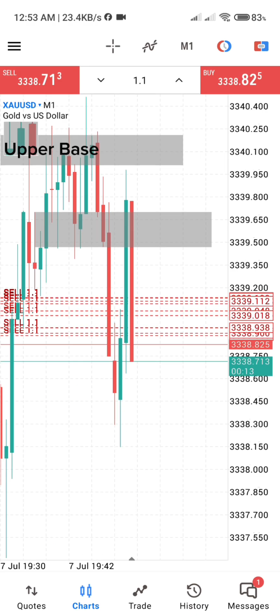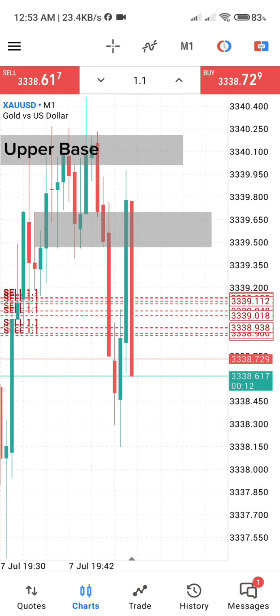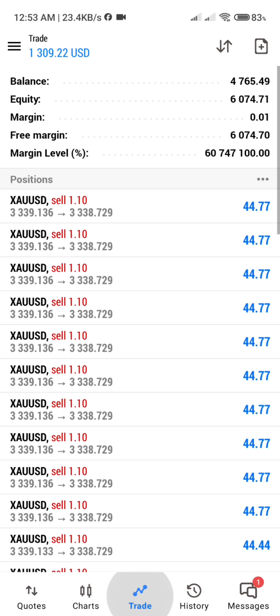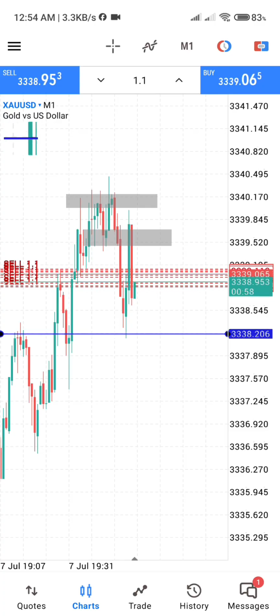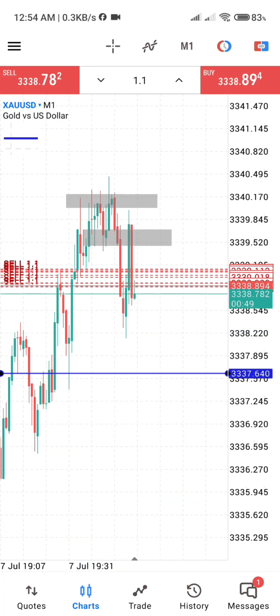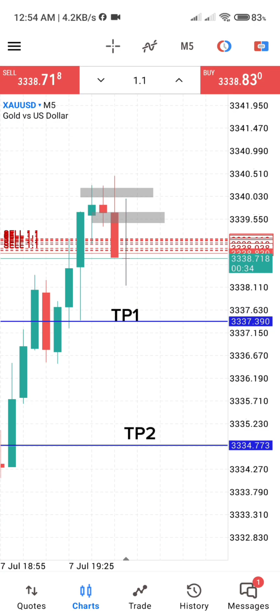Price made a support zone area, then broke it. Then it also made an upper base. So price made a rally base drop setup. That's a reversal setup. That's our TP zone, TP1 and TP2. We can close our trade here when price reaches there.